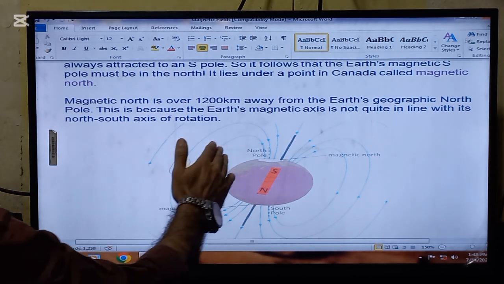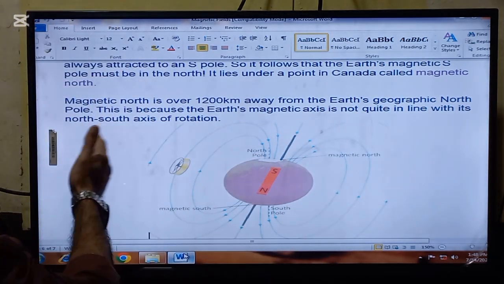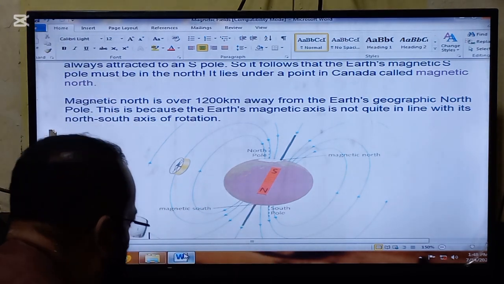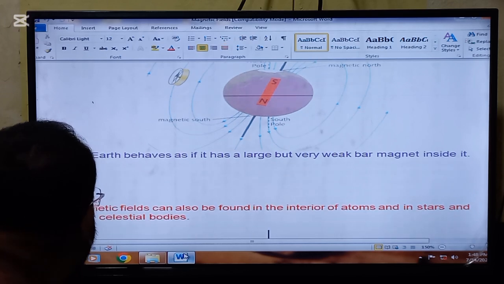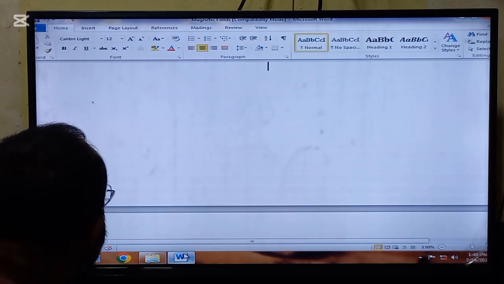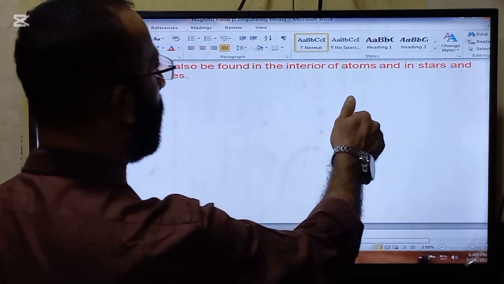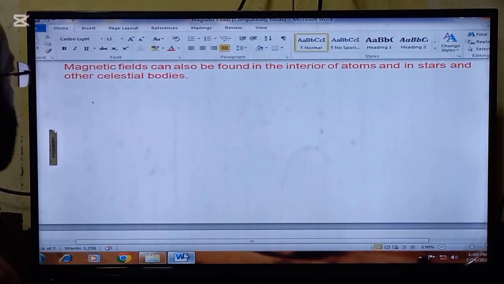This is because the Earth's magnetic axis is not quite in line with its north-south axis of rotation. So these are not important points as far as your papers are concerned. Okay, magnetic field can also be found in the interior of the atoms and in stars and other celestial bodies.